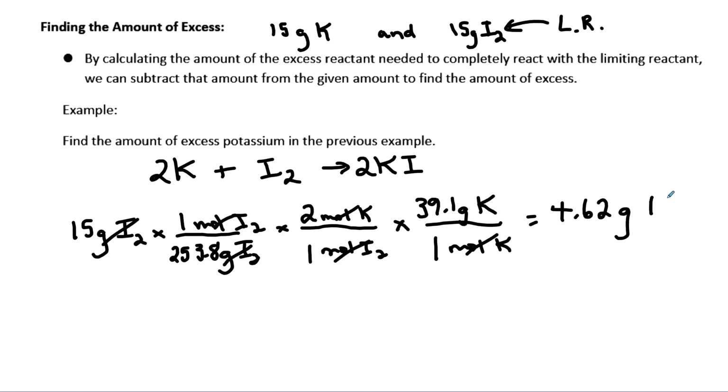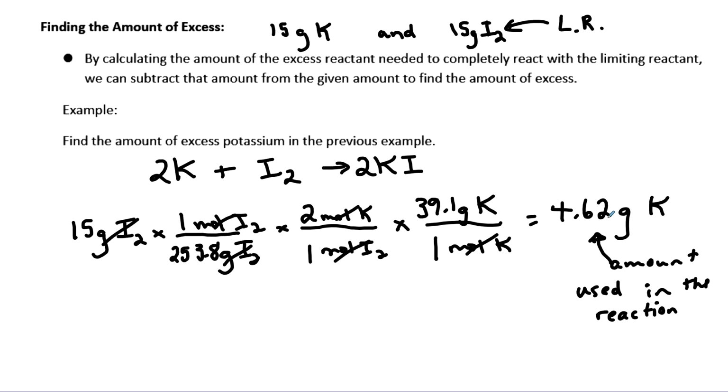4.62 grams of potassium. So what does that 4.62 grams tell me? It doesn't tell me how much potassium is left over. What it tells me is how much potassium was used. So this is the amount used in the reaction. In order for all of the iodine, all 15 grams, to react, this is how much potassium was required.